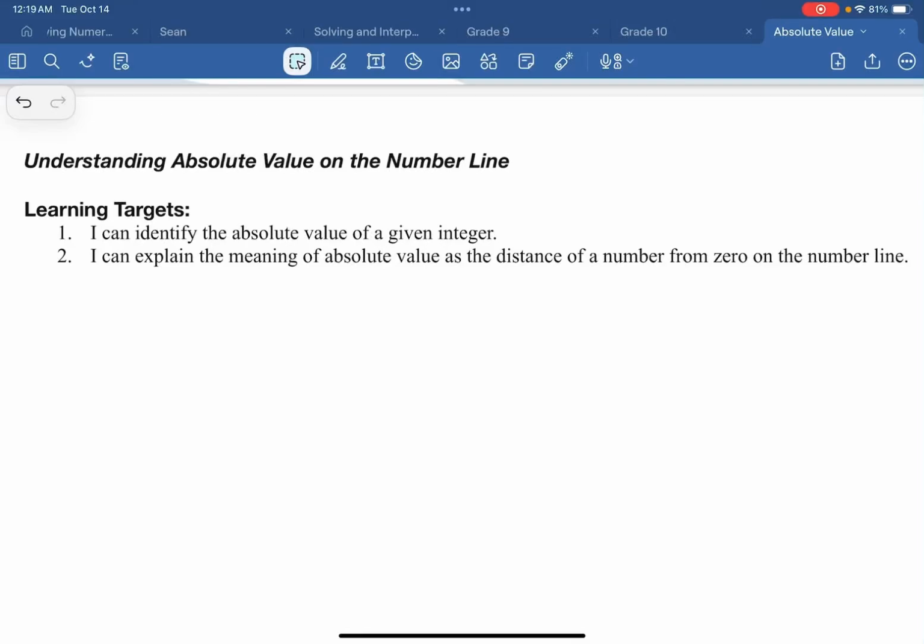Hello class, today's lesson is about understanding absolute value on the number line. And here are the learning targets. First, I can identify the absolute value of a given integer, and I can explain the meaning of absolute value as the distance of a number from 0 on the number line.